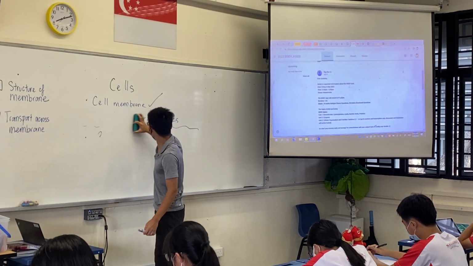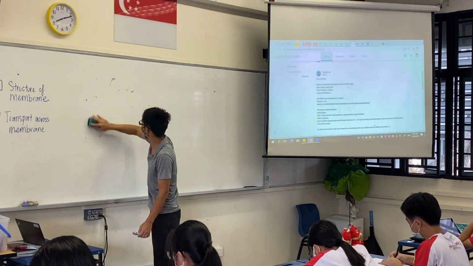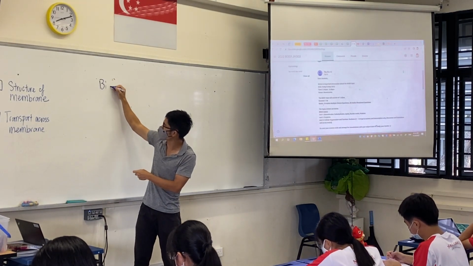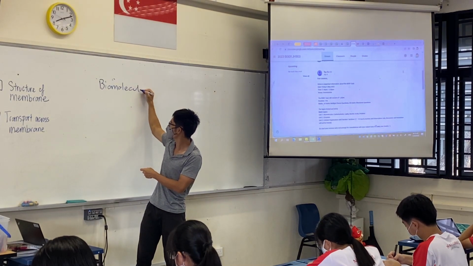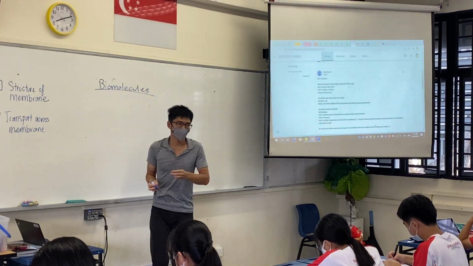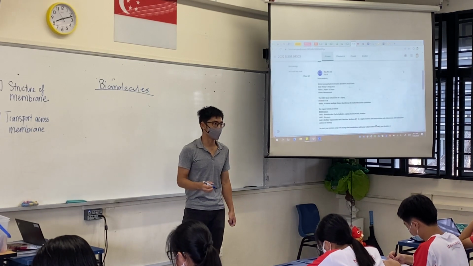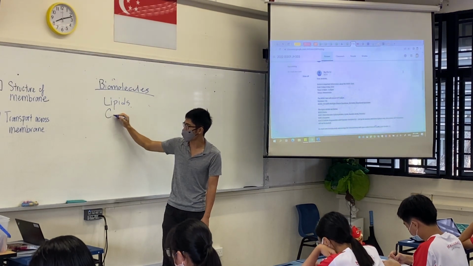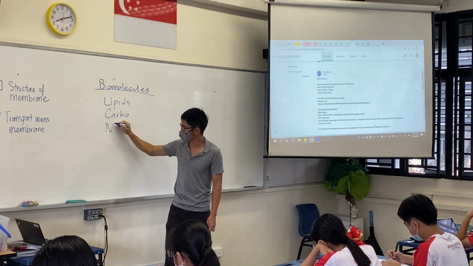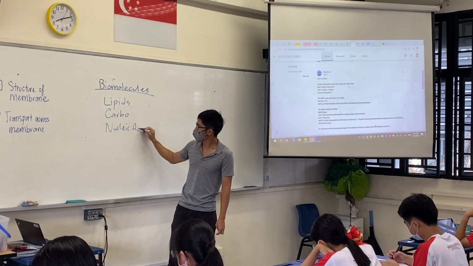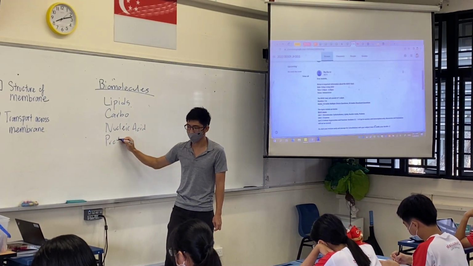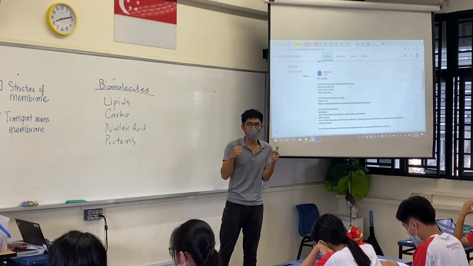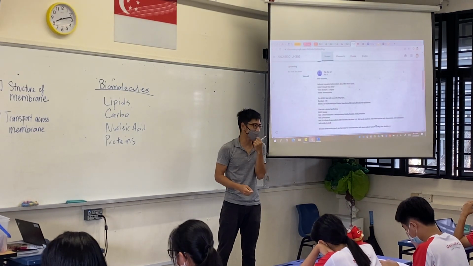So let's link everything together to where we have been. Currently in biology, we've done biomolecules, and we've done quite a few biomolecules so far. We started off with lipids, and then we went to carbohydrates, then nucleic acids, and then finally proteins. Those were all the parts, all the small little things in biology.